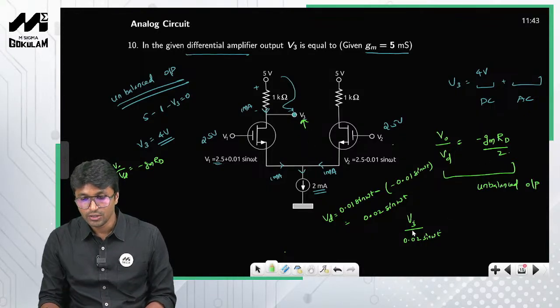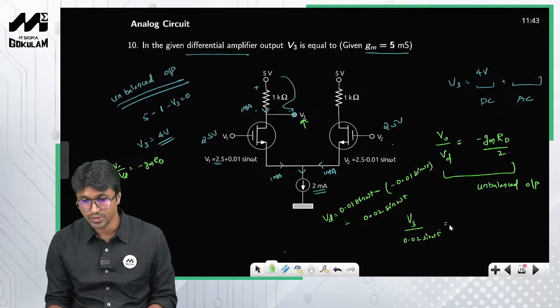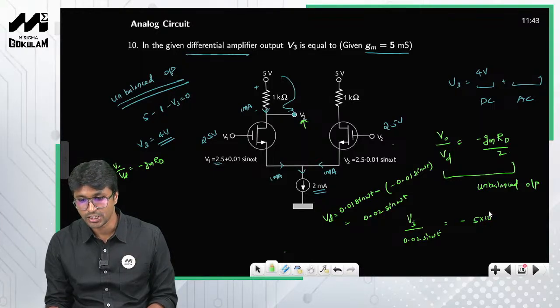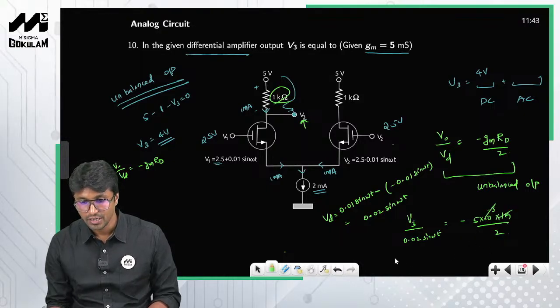So therefore you use this formula to find the voltage at this particular node. So V3 by the difference between the inputs is nothing but this one, so this is equal to minus Gm. Gm is nothing but 5 milli, so minus 5 into 10 raised to minus 3 into Rd, the value of Rd is nothing but 1k by 2, right? So this kilo and milli will cancel. So what is it that you get?